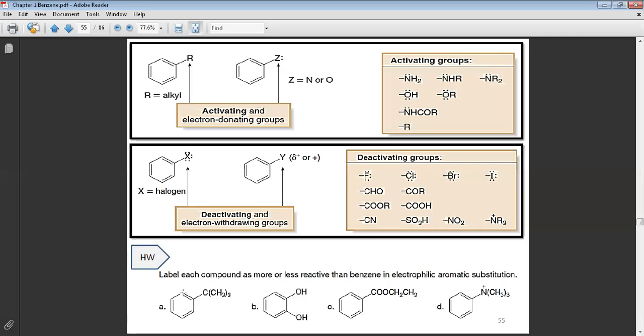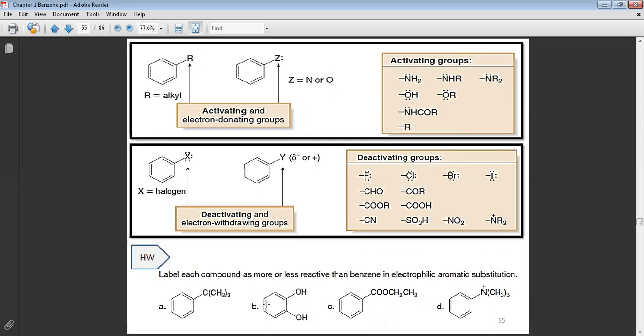Or by resonance, because of the unshared electrons. Okay, compound number B, is this compound more active or less active than benzene? More active. A donating group. By which effect? Resonance effect, because the oxygen has unshared electrons.